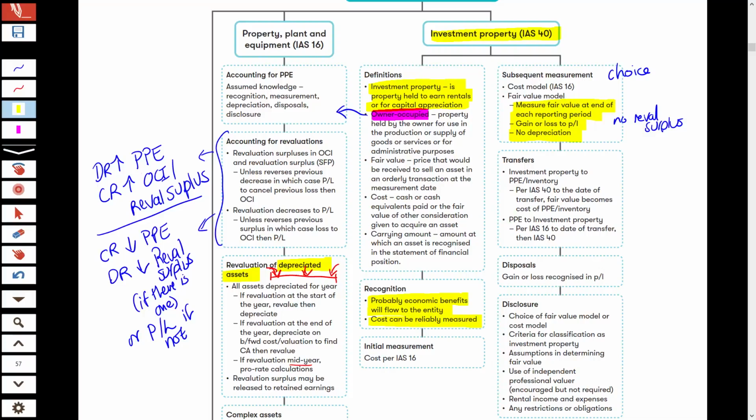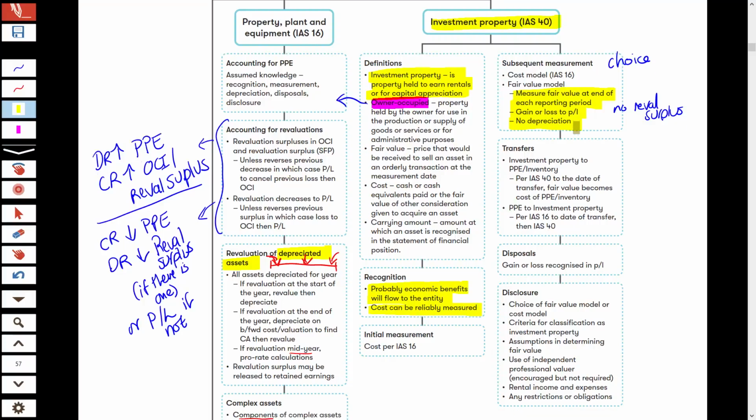What happens with investment property is it might move about. It might be that they've got an HQ and then they decide to rent it out, for example. So it could be that you've got some PPE that moves to become investment property. And it's just, again, being really careful with dates. So up until the date of transfer, we treat it under IAS 16. We treat it as a bit of property, plant and equipment, and we depreciate as normal. But at the date of transfer, what we do is we revalue it to fair value, and then it becomes investment property. And we go back up to the top bit here where we measure at fair value at the end of each reporting period, gains or losses to the P&L, and no depreciation.